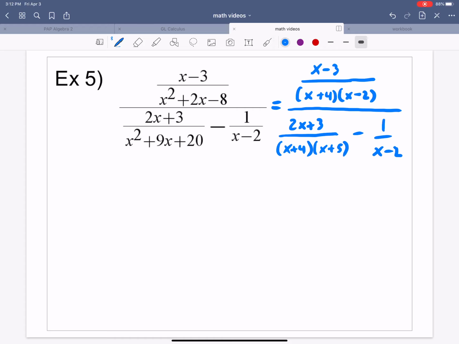So again, guys, the top fraction is already done for us, luckily. So we're just going to leave that alone for just a little bit. x minus 3 over x plus 4 times x minus 2.